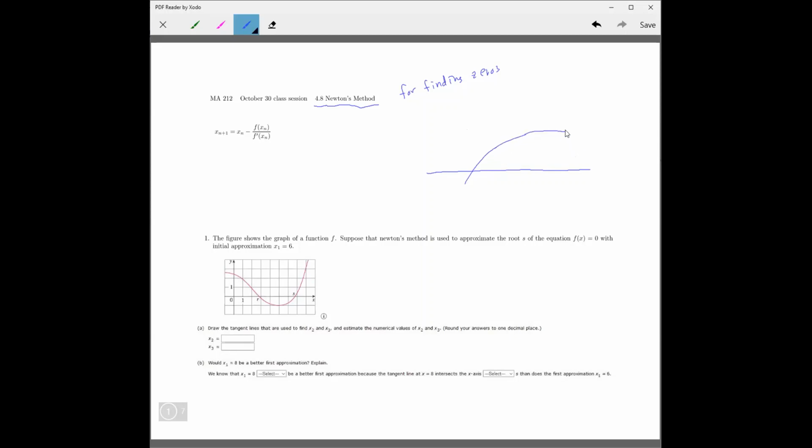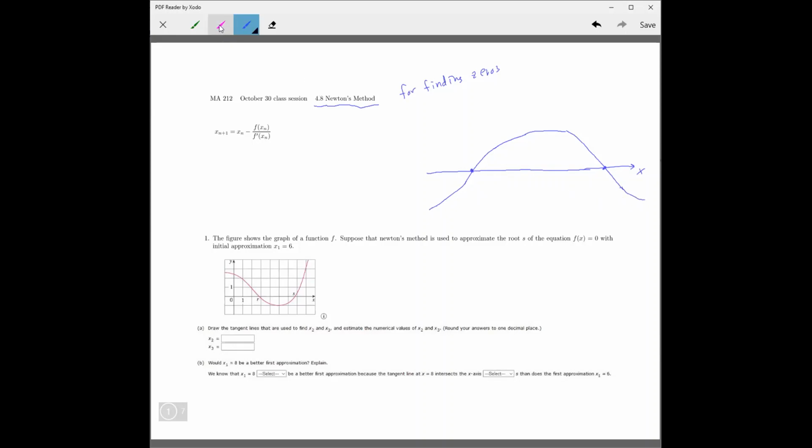it goes through, it intersects the x-axis right here. Okay, that's the x-axis, and maybe here too. Okay, and maybe some other places, but who knows? Okay, we'll just look at those two places.